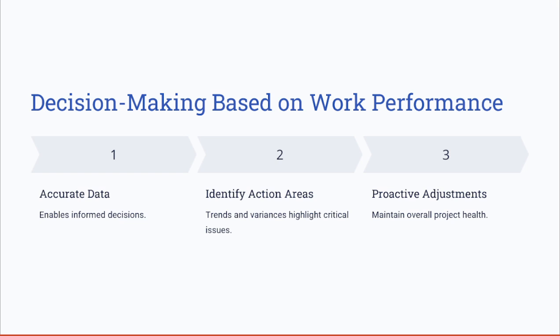One of my favorite topics here as a project manager, where I always emphasize the importance of decision making based on the work performance. Wrong data means wrong decisions. Effective decision making relies on accurate and timely work performance data. By analyzing the trends and variances, the project managers can identify areas that require immediate action, such as reallocating resources or adjusting the timelines.